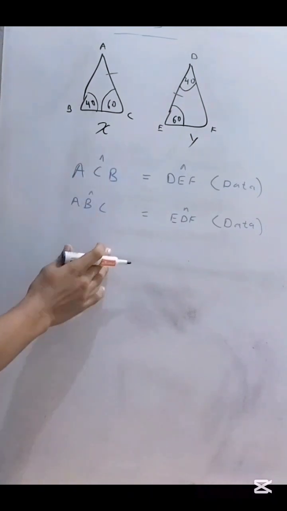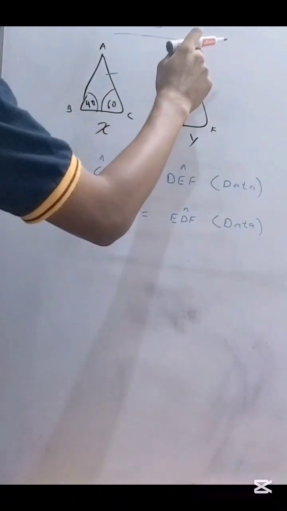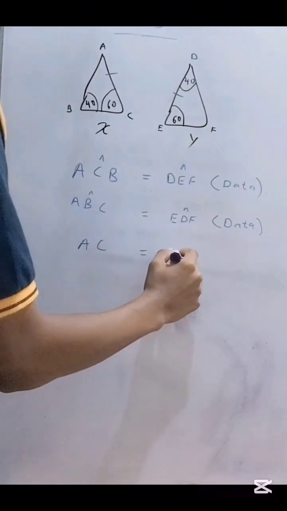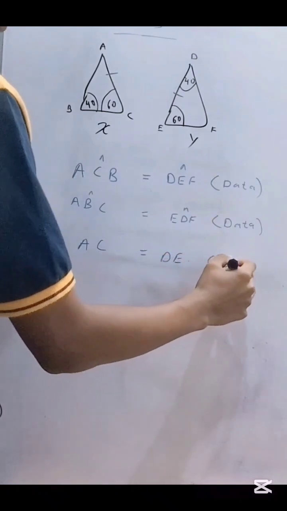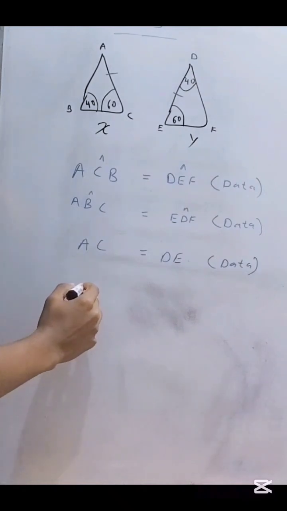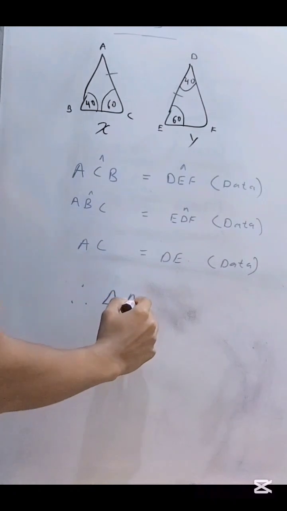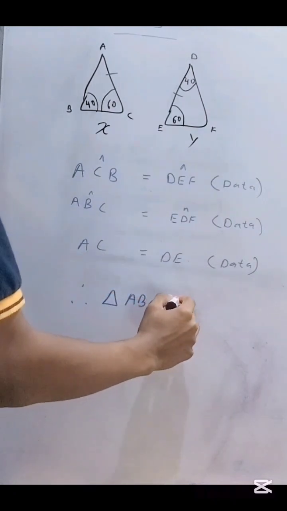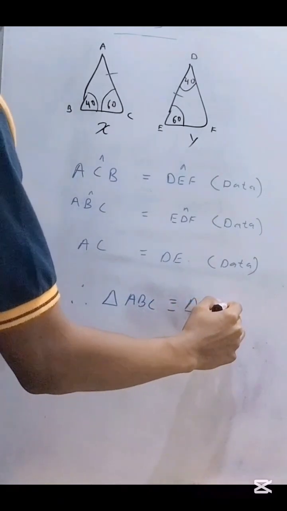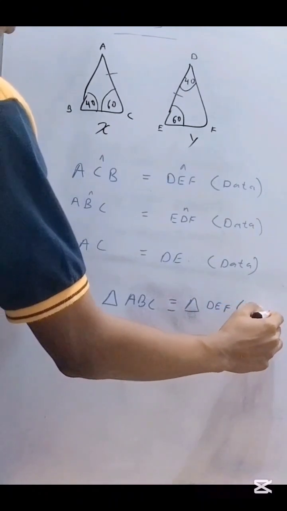And the last reason we will mention is AC. The side AC is equal to the side DE. Reason: data. As a summarization, therefore, the triangle ABC is congruent to the triangle DEF, reason: angle, angle, side.